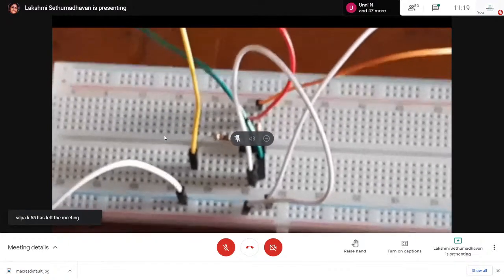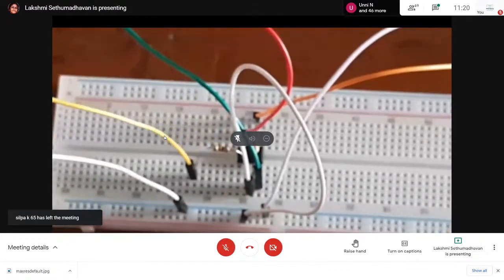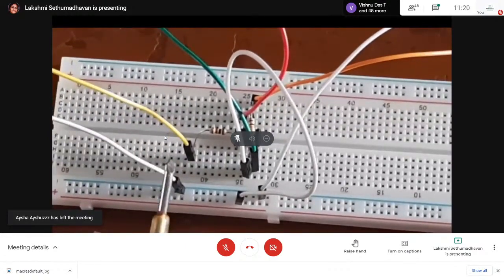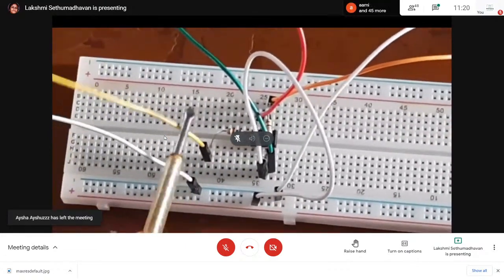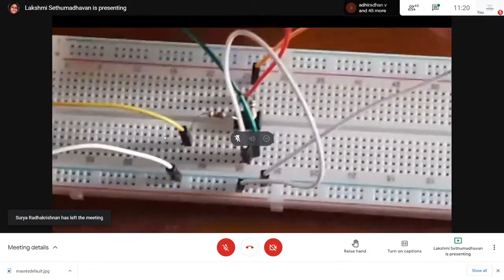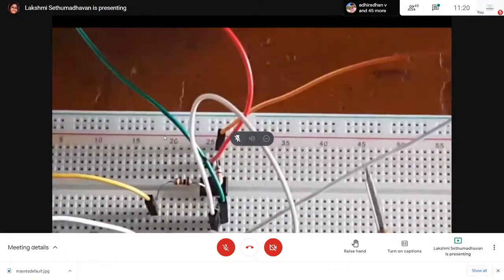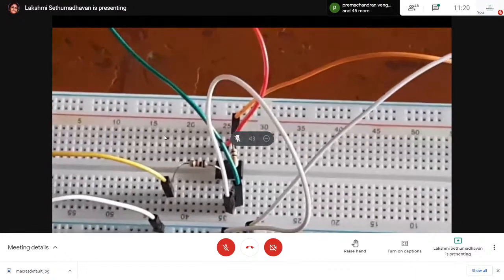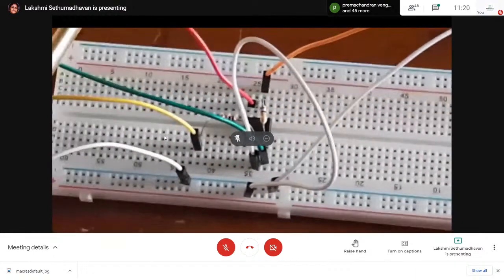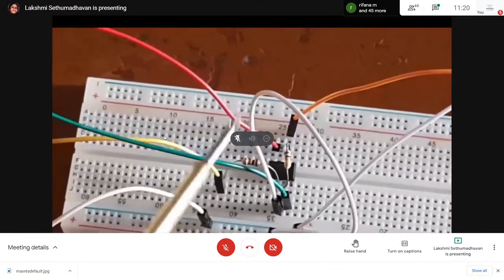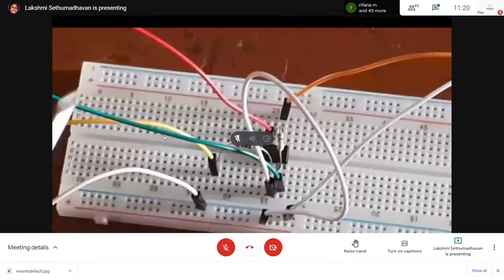I will give the input between this yellow and white. That is white I've used for ground. 2 is the input, yellow. Output is orange, 6, and it's ground to the CRO. Biasing, red and green, that is plus VCC and minus VCC, plus VCC at 7, minus VCC at 4.